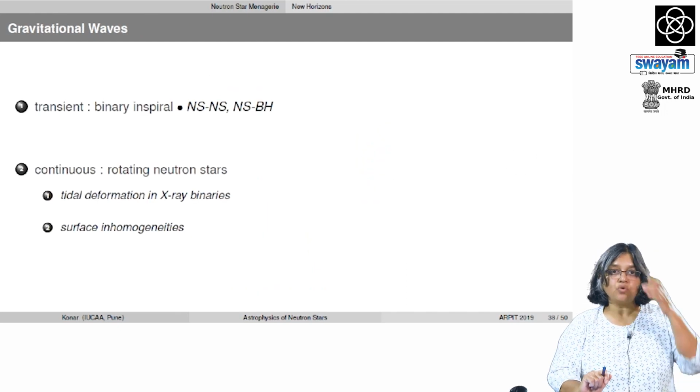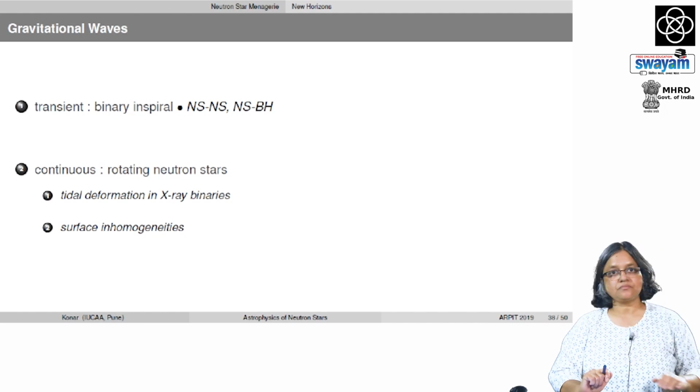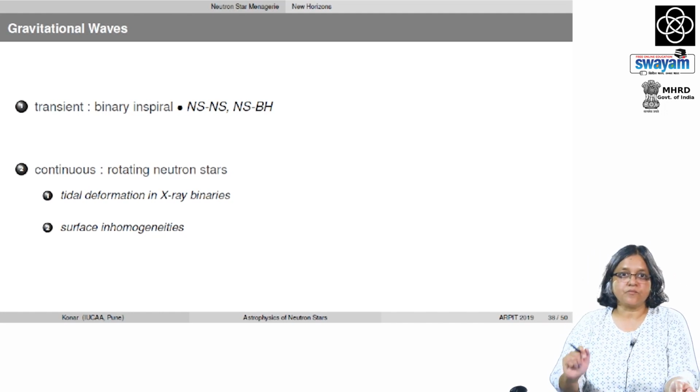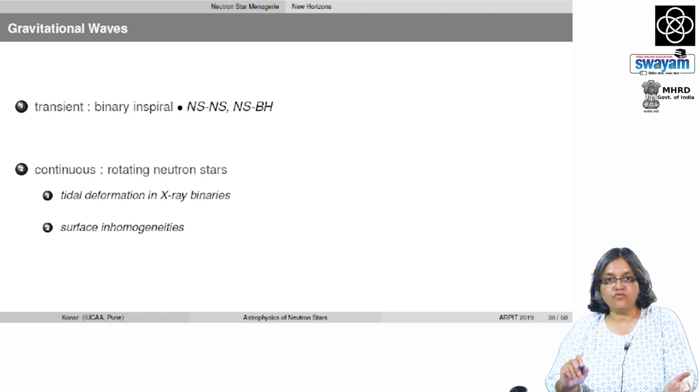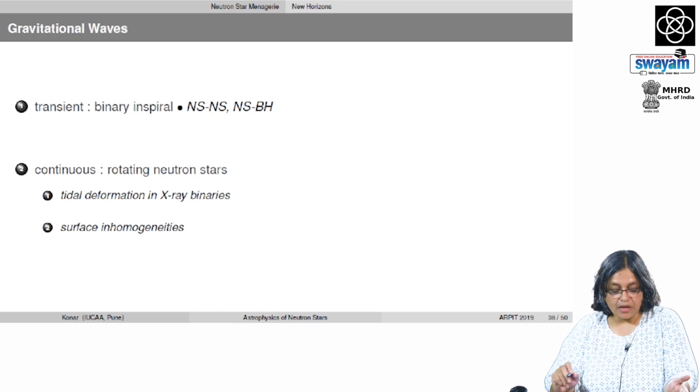Now, as sources of gravitational waves, neutron stars can be transient sources of gravitational waves through binary inspiral, neutron star or neutron star black hole binary, and we have already detected neutron star binaries through our terrestrial ground based gravitational wave detectors, and I have mentioned certain significant results from the neutron star binary merger process in a previous lecture.